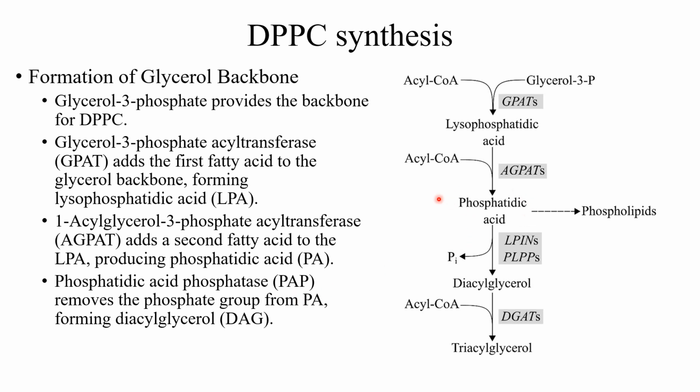The phosphatidic acid can be dephosphorylated by phosphatidic acid phosphatase to form diacylglycerol, and this serves as the precursor of triacylglycerol. But in our case, diacylglycerol will be used in the next steps for the synthesis of DPPC. Let's see how this happens.